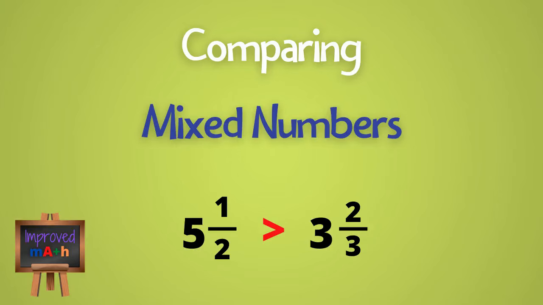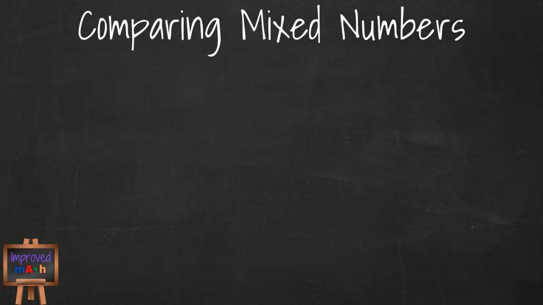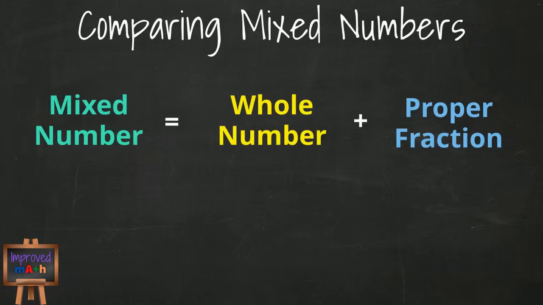Today we're going to cover how to compare mixed numbers. First, let's review quickly what a mixed number is. A mixed number is a math expression that shows a whole number plus a proper fraction. Look at this number here, 5 1/2. 5 is our whole number and 1/2 is our proper fraction.